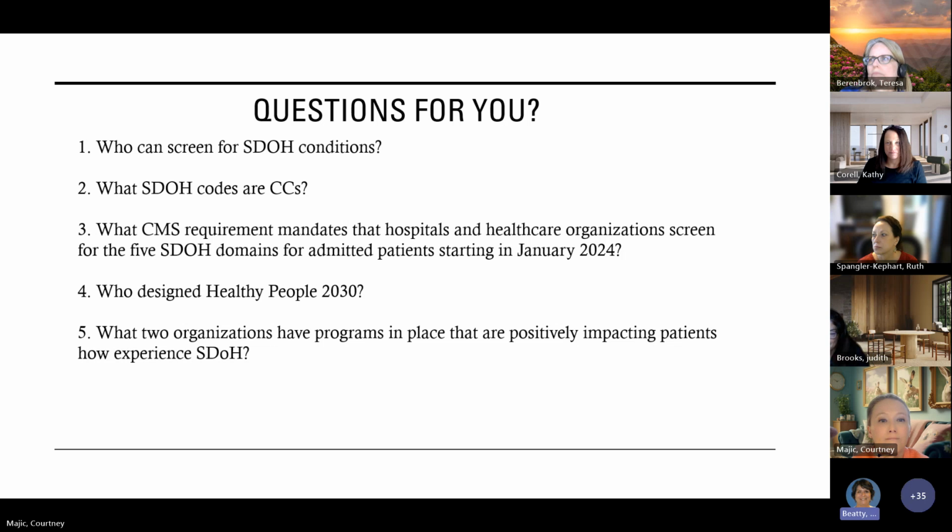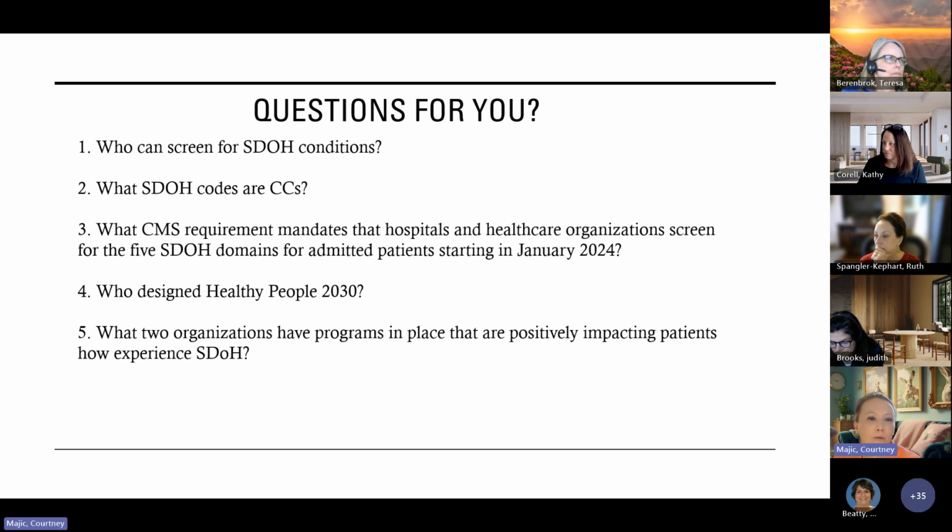Homelessness is one, isn't it? Yes, you are correct. Those are the ones that CMS has designated as CCs. And this is an area too, as I watch things progress, I think we're going to see more and more of these codes become CCs. But I also like the fact that they're starting with one. So we can get in the habit of, we want to screen for all of them, but for sure we want to get everybody into the process and comfortable with asking about those.